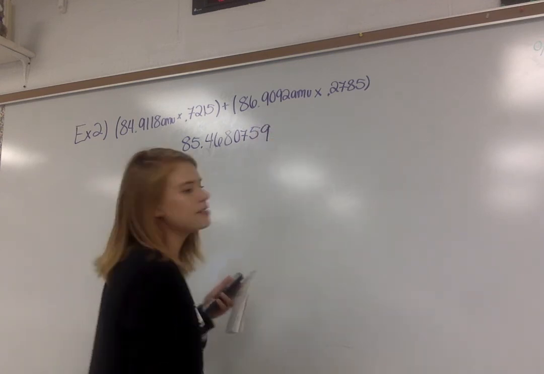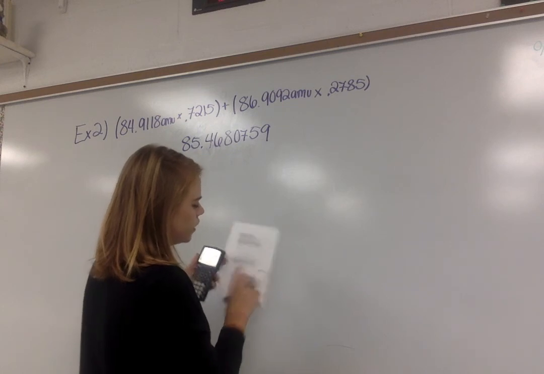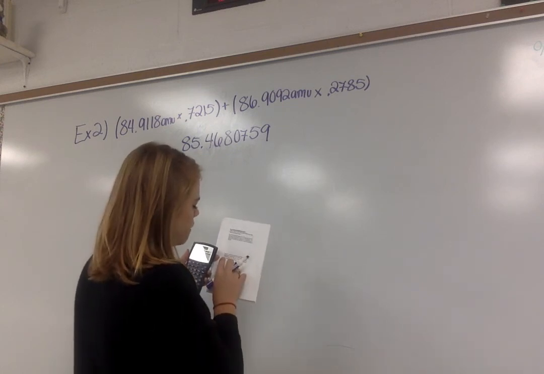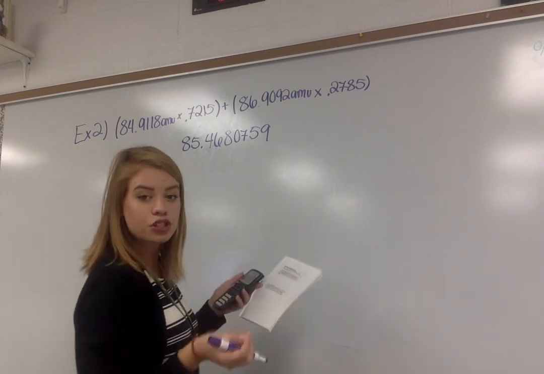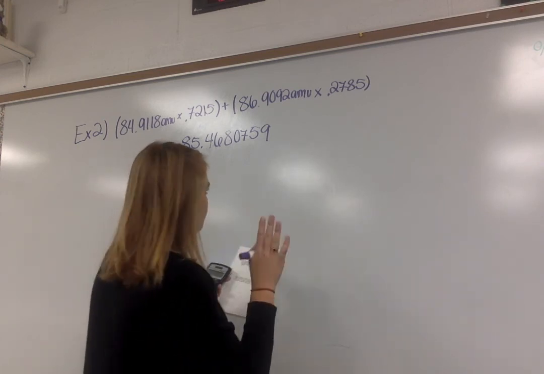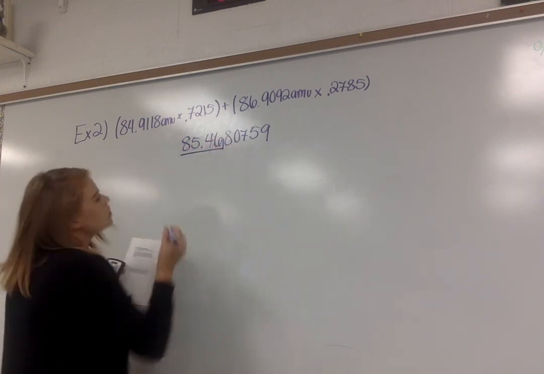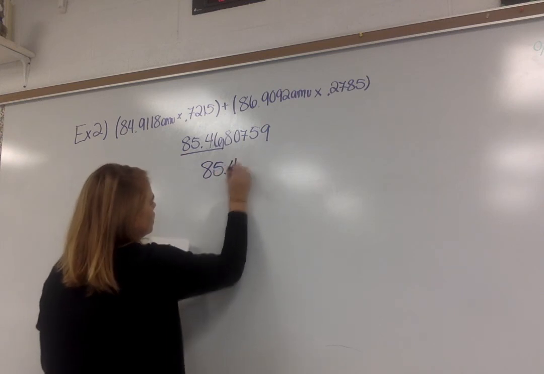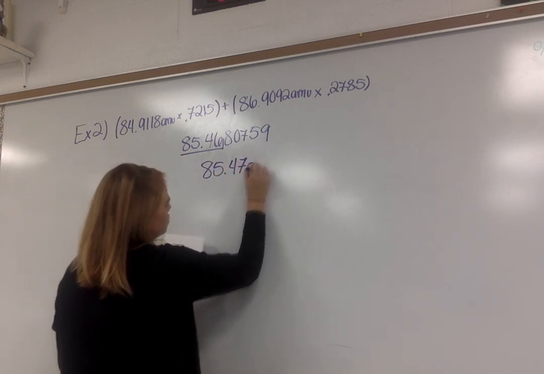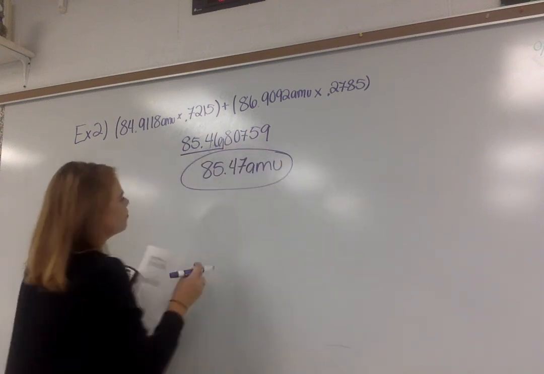Again, we never forget about sig figs. So looking at the numbers in our problem, we were given 4 sig figs for our first percentage there, 5 for our first mass, and 6 for our second mass. So we should always go with the fewest. We will go with then 4. The 6 becomes an 8, so we'll call this 85.47 AMU. Again, AMU was our unit for mass if we're talking about an atom.